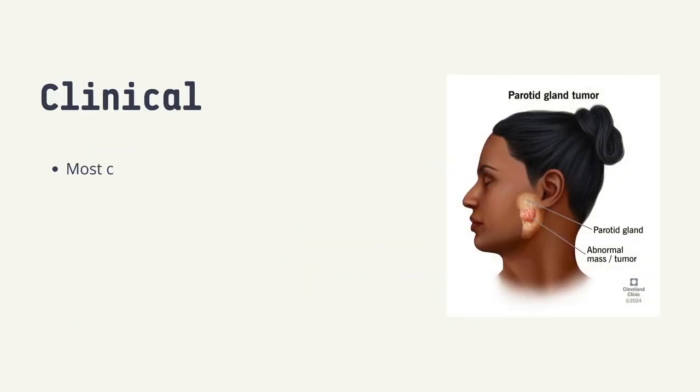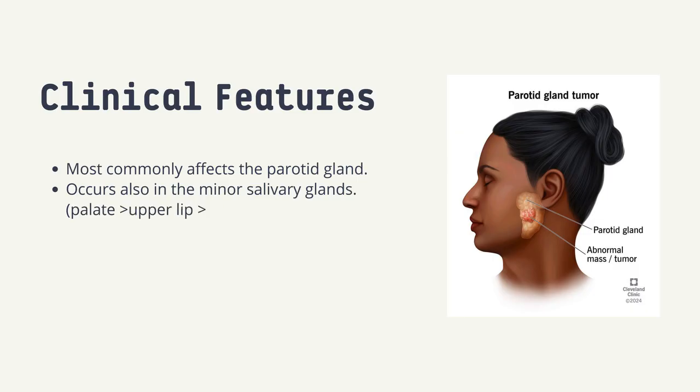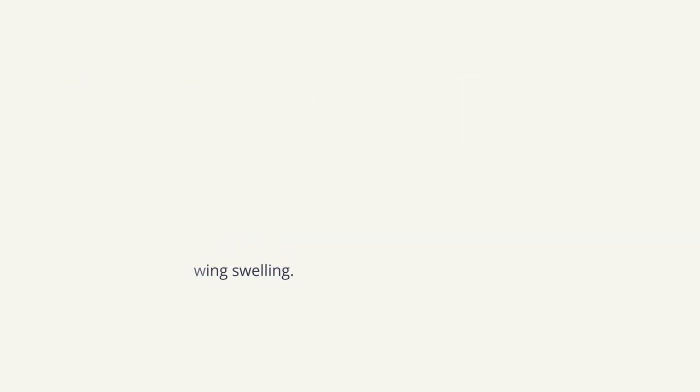When discussing pleomorphic adenoma, it's important to note its key clinical features. First, the most commonly affected gland is the parotid. However, this tumor can also appear in the minor salivary glands. The most common site of occurrence in the oral cavity is the palate, followed by the upper lip and buccal mucosa. Additionally, pleomorphic adenoma shows a clear female predilection, and it typically presents in middle-aged and elderly patients between the 4th to 6th decade. Clinically, the tumor is characterized by a painless, slow-growing swelling. These features are essential in guiding your diagnosis and treatment plan.